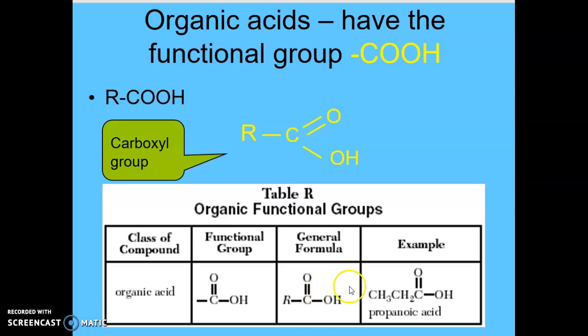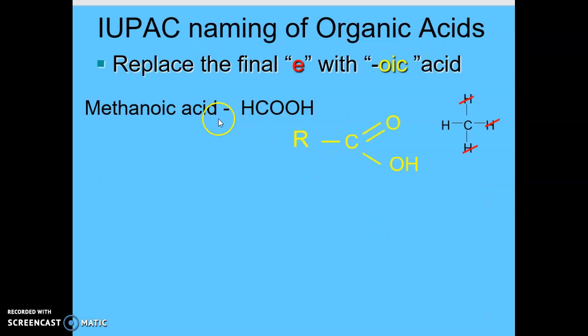For example, here we have propanoic acid. Propane was the corresponding alkane. Then we drop the E and we add -oic acid to name the corresponding organic acid. Here we have an example. In this case, we have the methanoic acid.